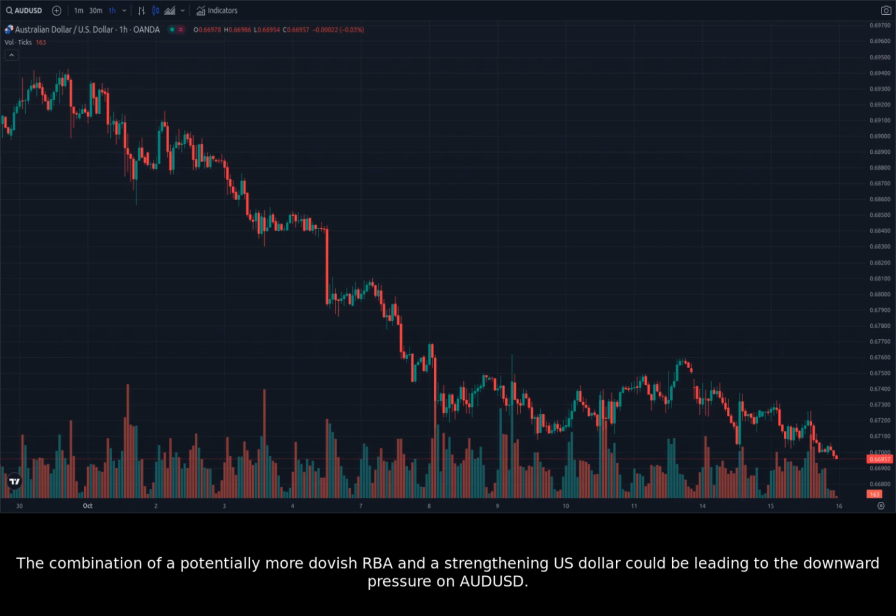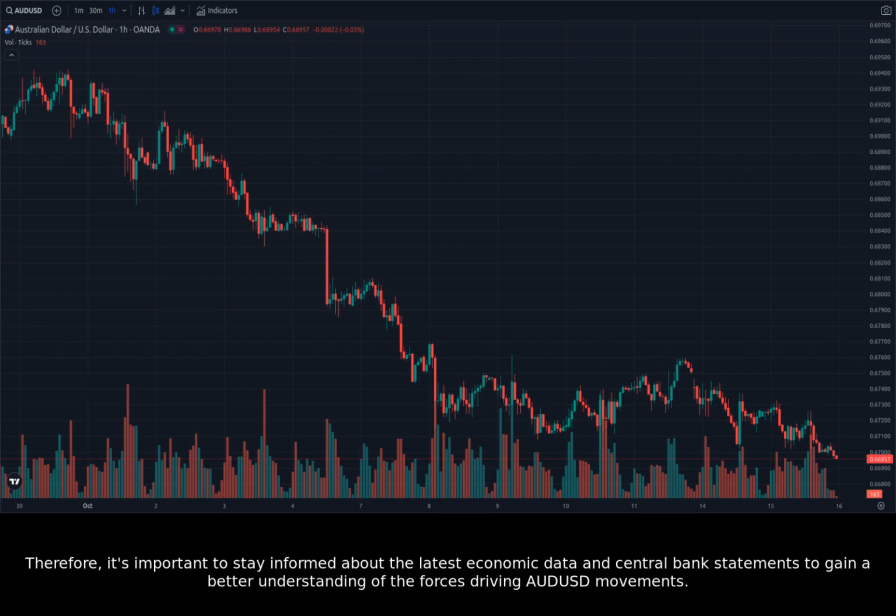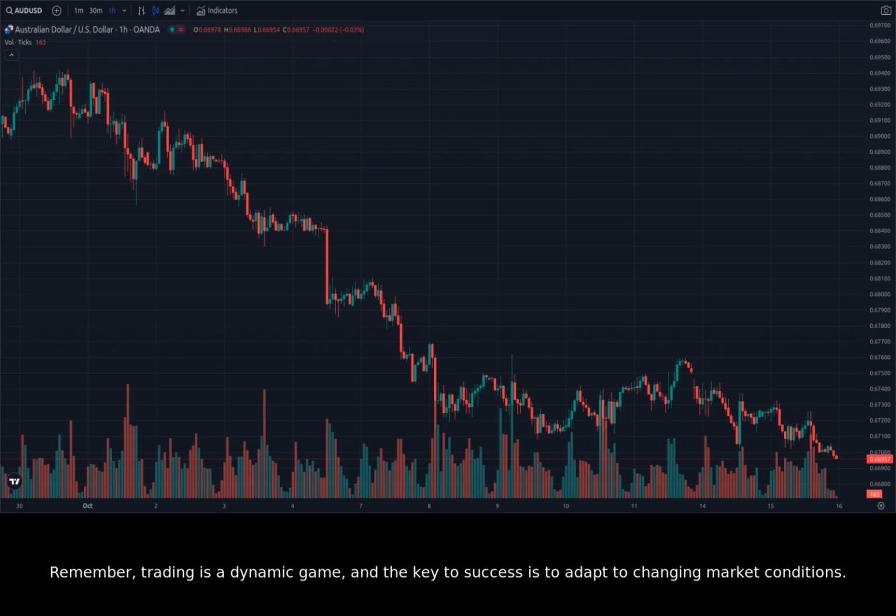The combination of a potentially more dovish RBA and a strengthening US dollar could be leading to the downward pressure on AUDUSD. Therefore, it's important to stay informed about the latest economic data and central bank statements to gain a better understanding of the forces driving AUDUSD movements. Remember, trading is a dynamic game, and the key to success is to adapt to changing market conditions.